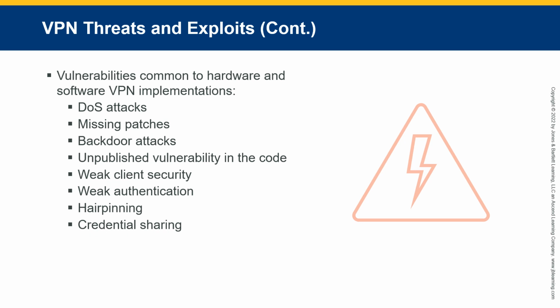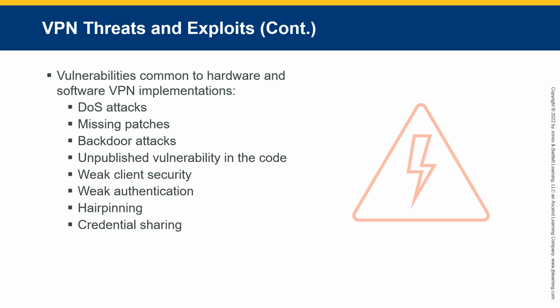There's also, I like this one, unpublished vulnerability in code. This is called a bug. There's bugs. Okay, so unpublished vulnerability in code, or what we commonly call bugs in the code. There's also weak client security. Any antivirus will do. Whatever you can find on the internet and download for free might be there. It's good enough. Weak authentication. Password of password 1. Hey, that's common out there.